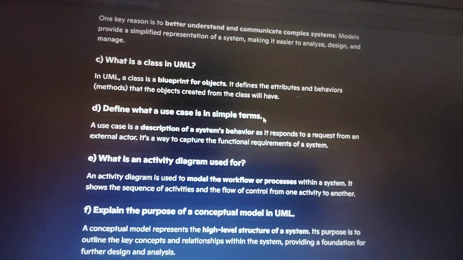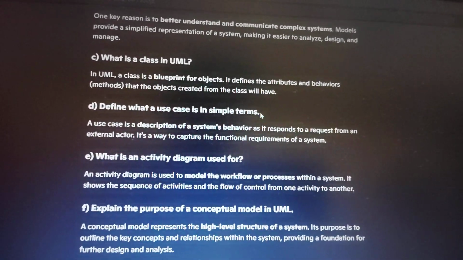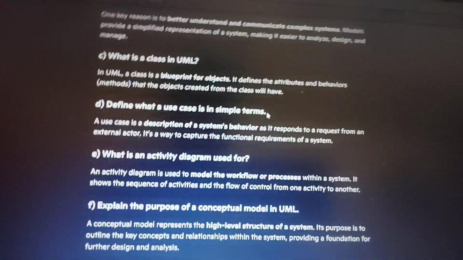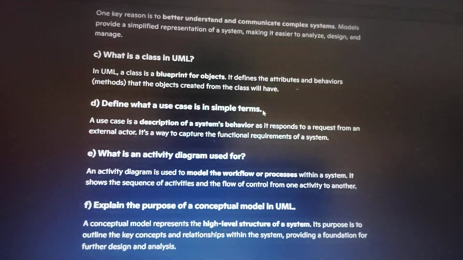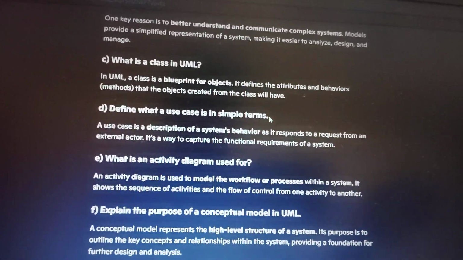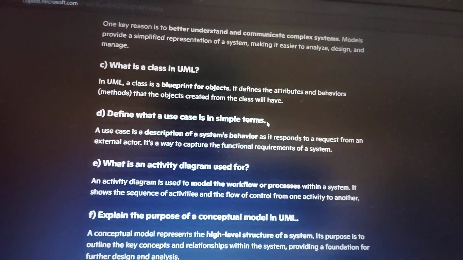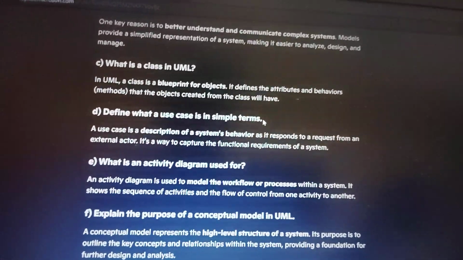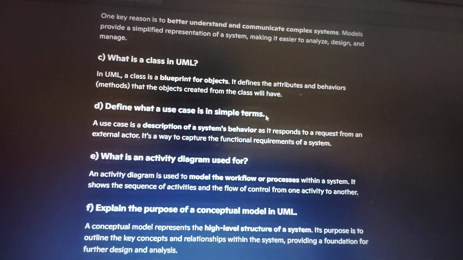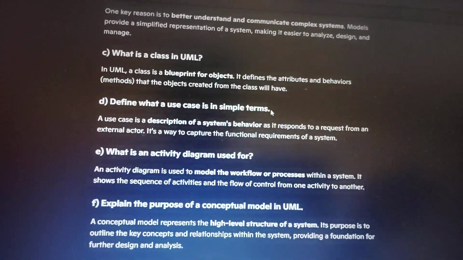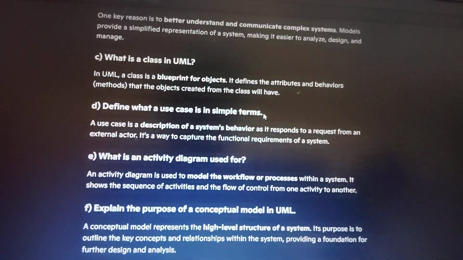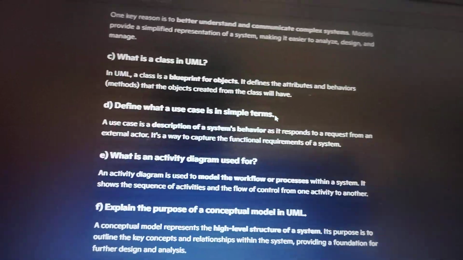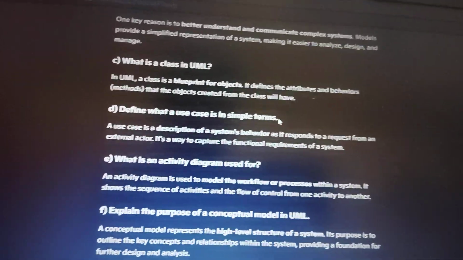What is a class? Generally, a class is a blueprint for creating objects. So, coming to the UML, a class is a blueprint for the objects. It defines the attributes and behaviors of a system, or in other words, it defines the attributes and behaviors that the objects created from the class will have. So you can go with whichever you find easy.